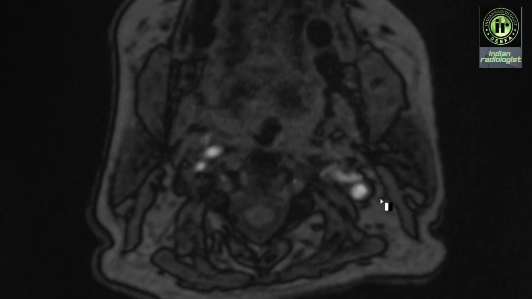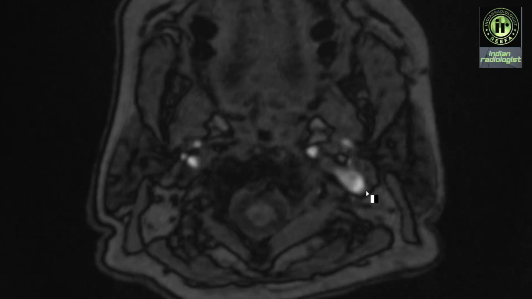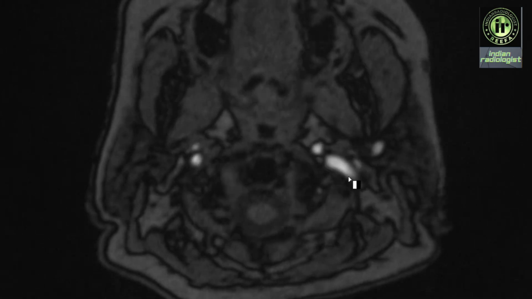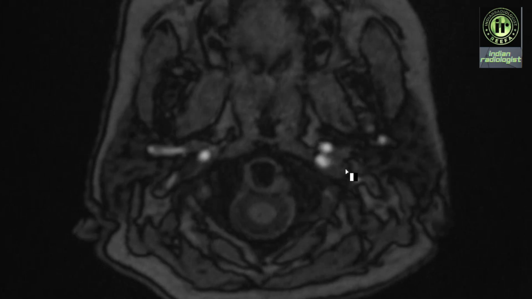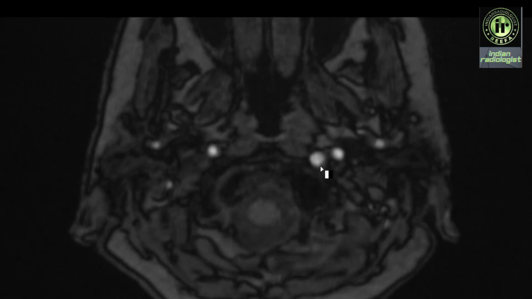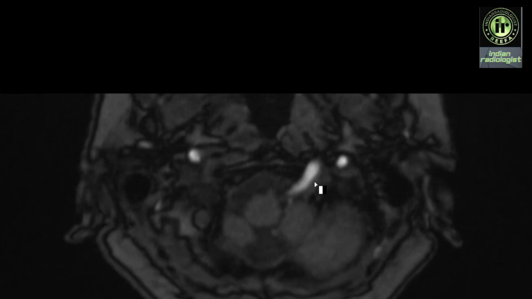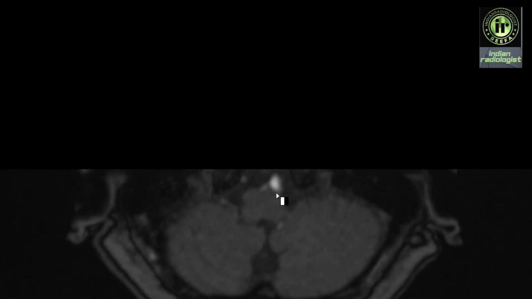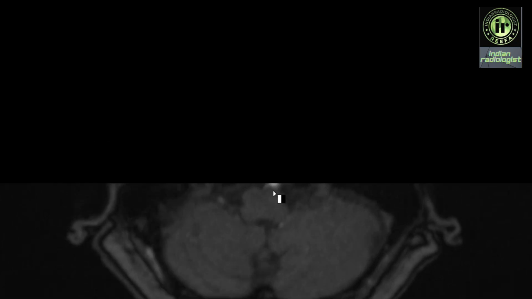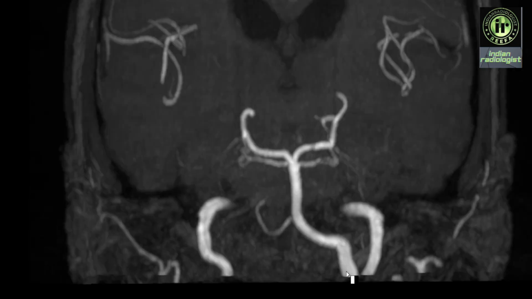As we scroll through these images, we can see that there is a branch which arises from the ICA at the level of C1 to C3. It traverses through the hypoglossal canal and it anastomoses with the basilar artery. This is the persistent hypoglossal artery. On the coronal images, we can see the persistent hypoglossal artery anastomosing with the basilar artery.